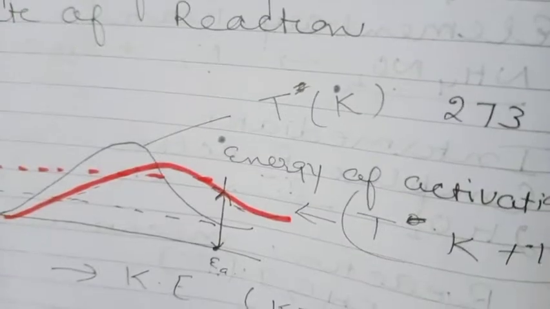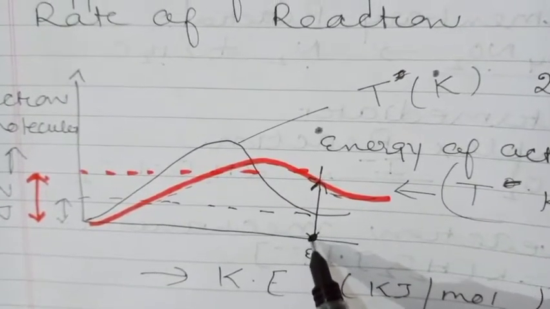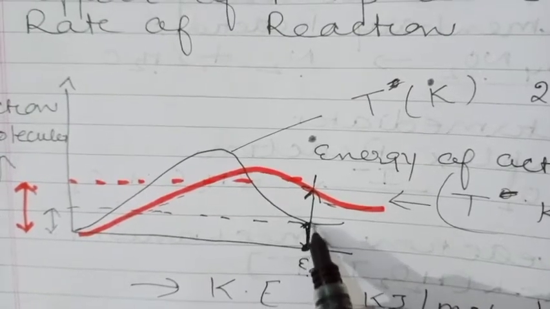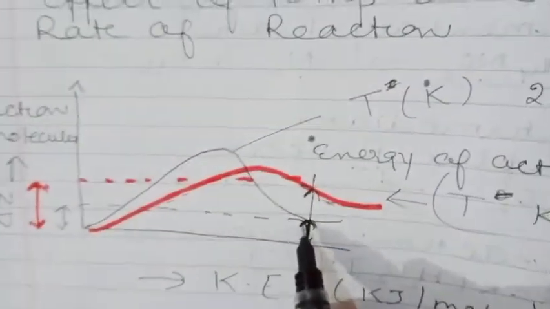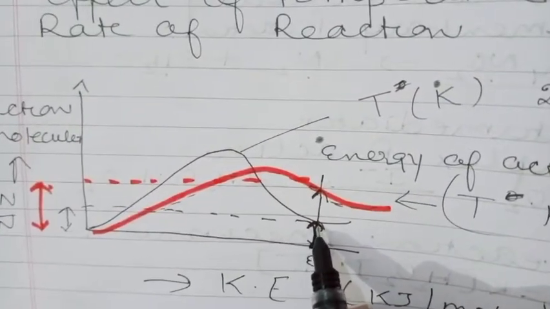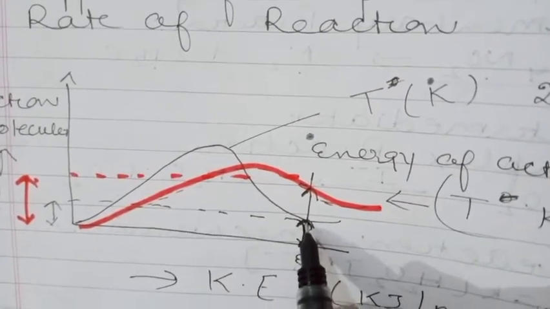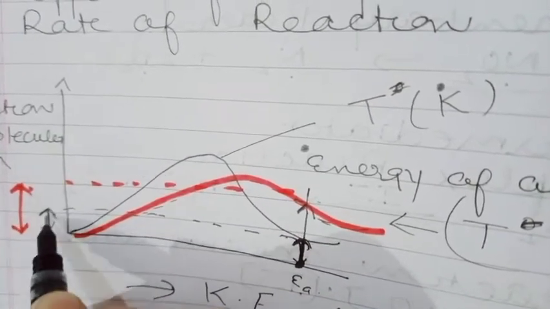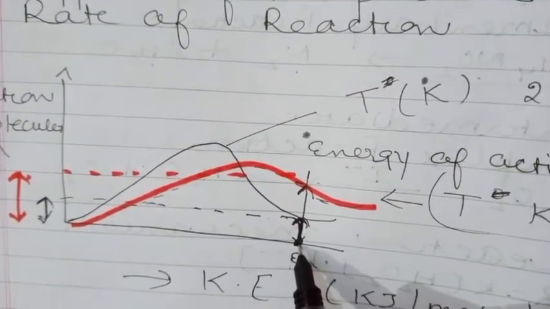273 K. In this case, you can see that this is the activation energy. This is the energy which a reactant molecule must possess. If molecules have activation energy, then reactant will be changed into product. We have to supply a certain amount of activation energy. Corresponding to this activation energy, the fraction of molecules is represented by dN by N. This is the fraction of molecules which has energy equal to activation energy.